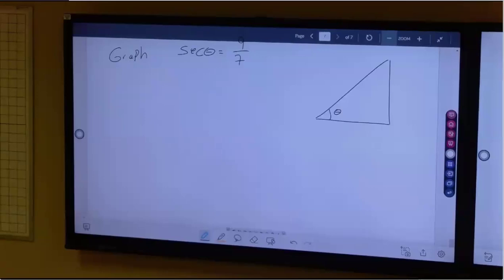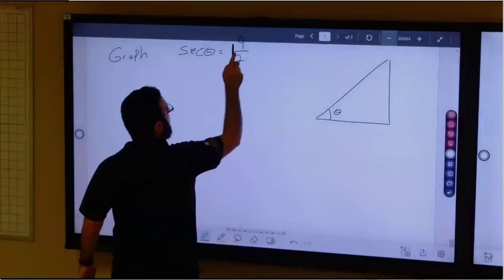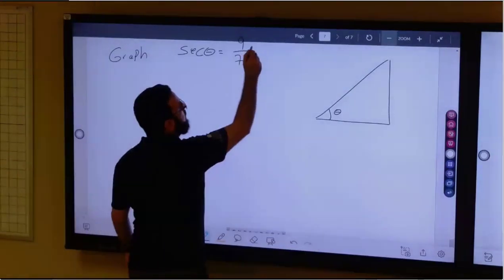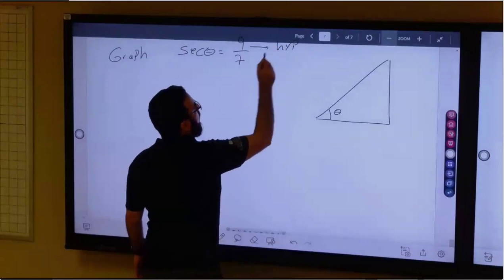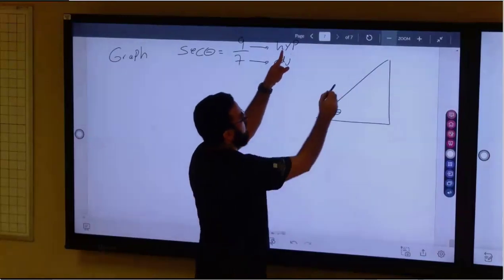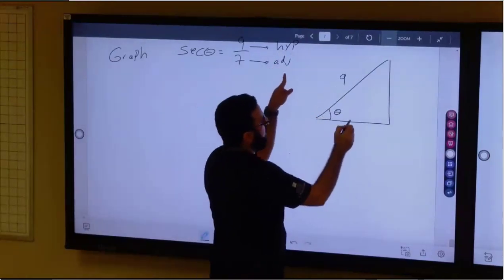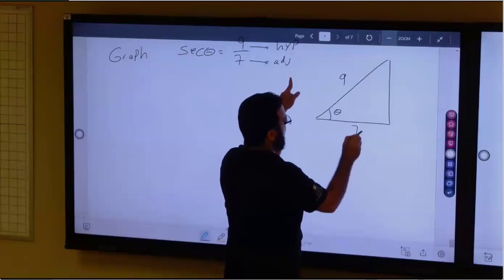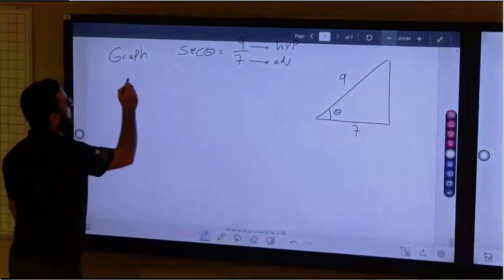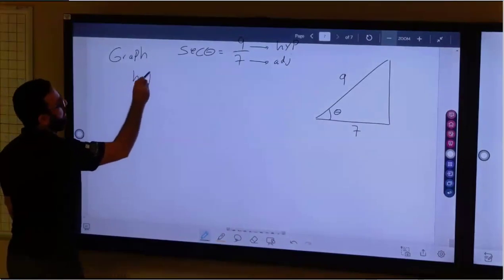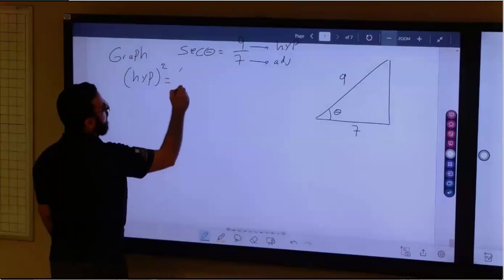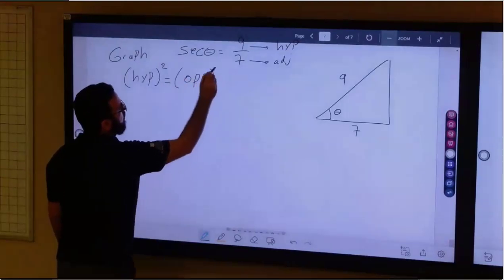Okay, so the secant equals 9/7. We said hypotenuse over adjacent. That means this side is 9 and this side is 7. Now, can I find the third side? Yes, by using A squared plus B squared, the opposite square plus the adjacent square.